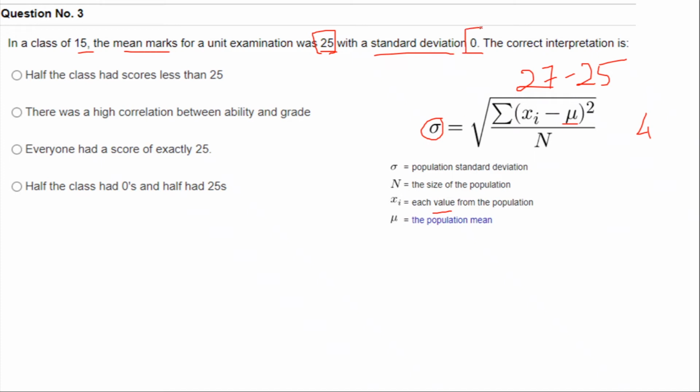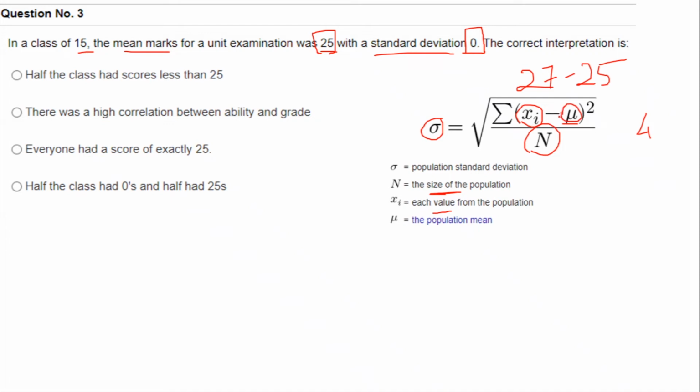Now it is given the standard deviation is 0. Okay. Now at what case the standard deviation can be 0? Now as we can see, we have a ratio here. It can only be 0 when either the numerator or the denominator can become 0. We know the denominator is the size of the population, that is the number of students, that is 15. So this number can never become 0. So it can only become 0 when the numerator becomes 0, and numerator can become 0 only when xi and mu are same in all the cases.